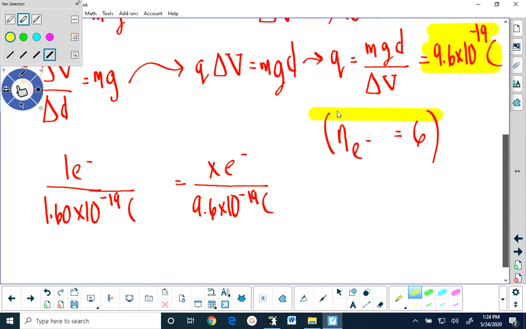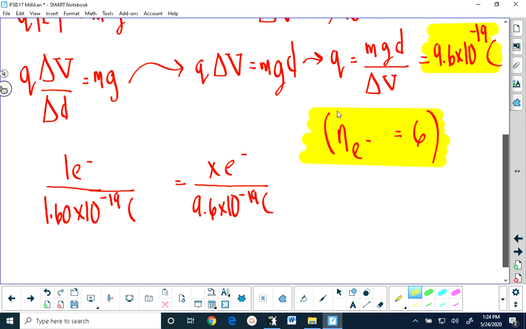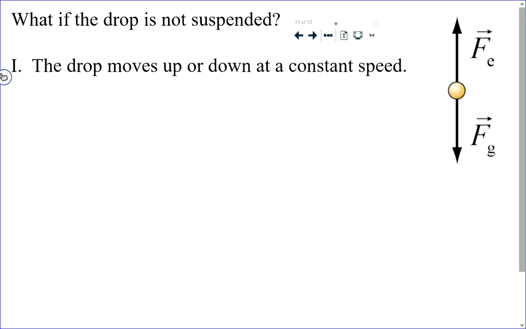to this question. Of course, again, Millikan didn't know what the elementary charge was. What he did was he figured out that the elementary charge was the only number that divided an integral number of times into every single charge he measured. Now what I'd like to talk about is, what if the drop is not suspended? So there are 4 different scenarios we're going to look at here. What if the drop isn't suspended, but it's moving up or down at a constant speed?